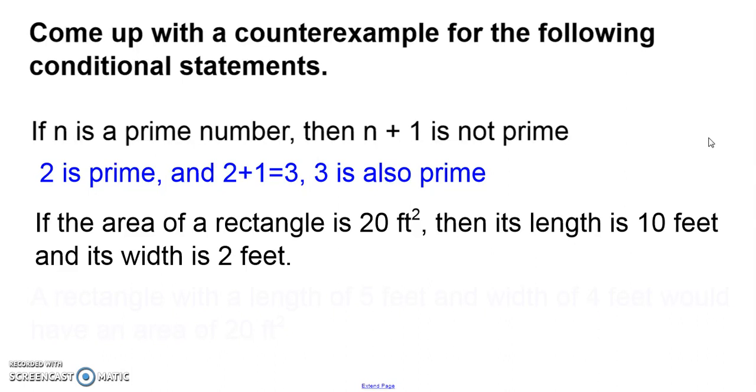I want you to come up with your own example of an area of 20 that does not have a length and width of 10 and 2. So it could be any other two numbers that would multiply to get 20 as the area, but cannot be 10 and 2. So you come up with your own example here.